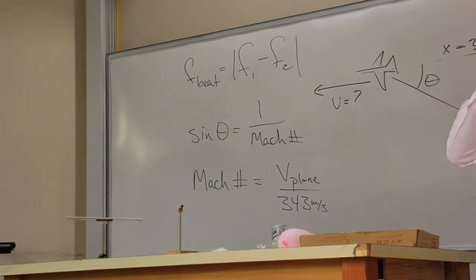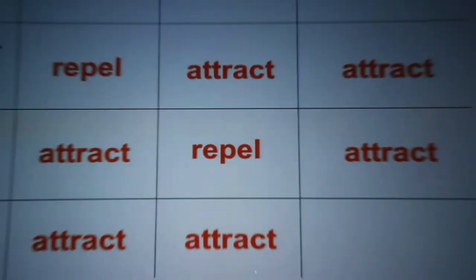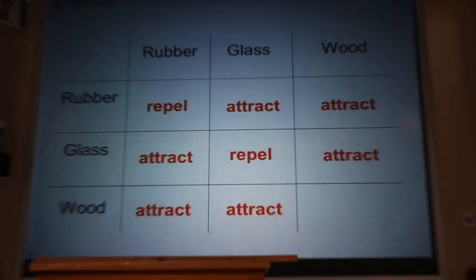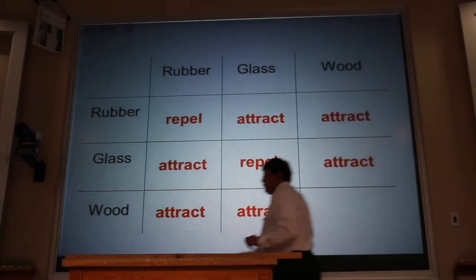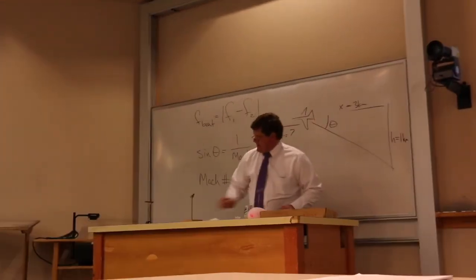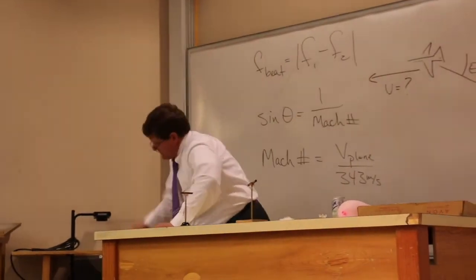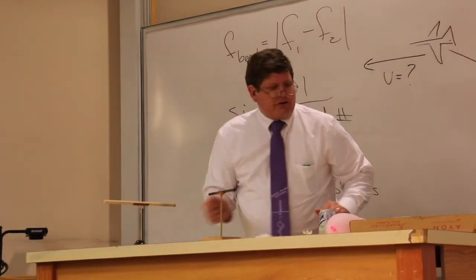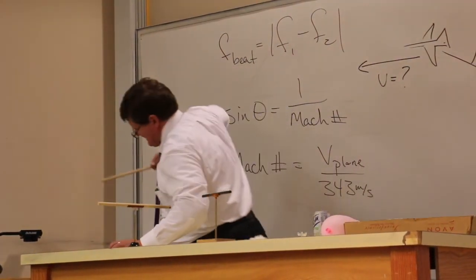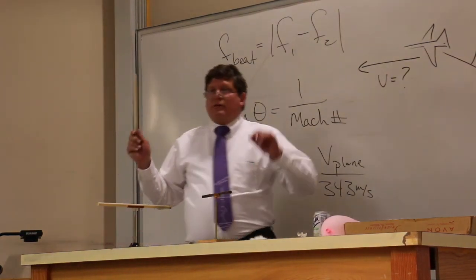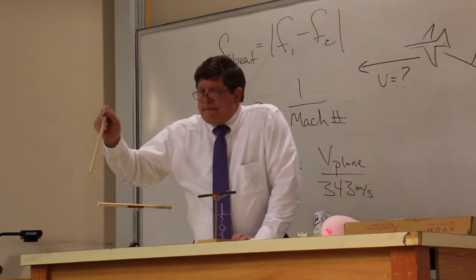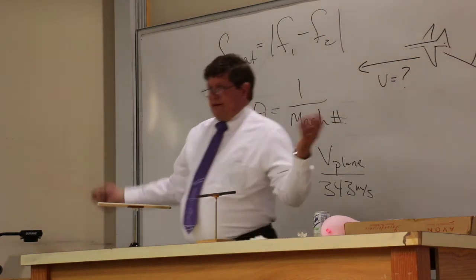I asked you, did they do that in the 4th grade? No! So, the wood attracts both the rubber rod and the glass rod. Now the question, what about wood with wood? What if I charge up a wooden rod and then I charge up another identical wooden rod? What's going to happen now? Absolutely nothing. It's wood.